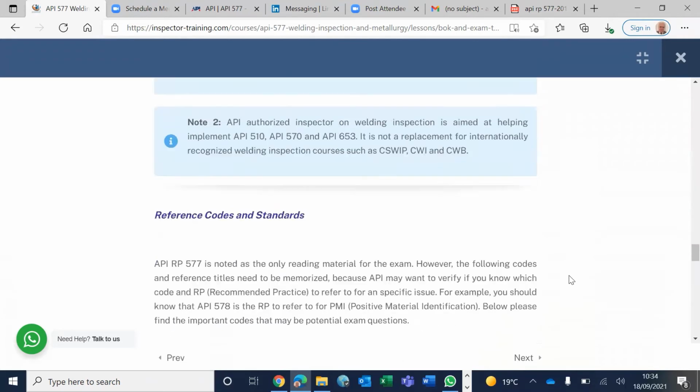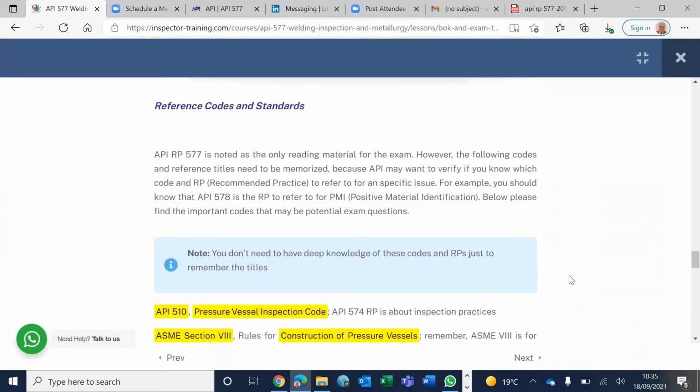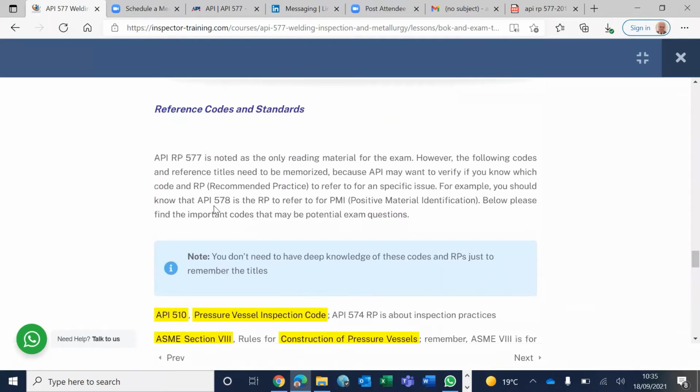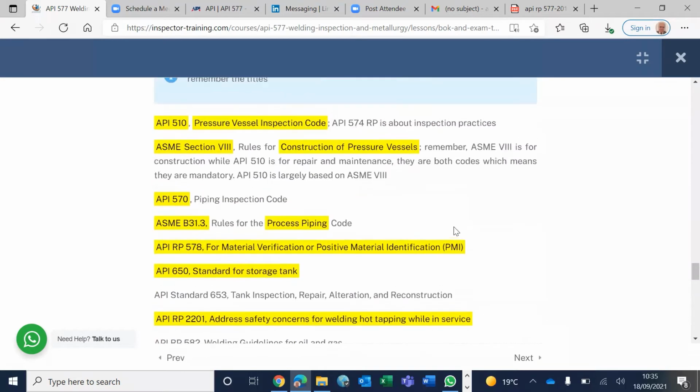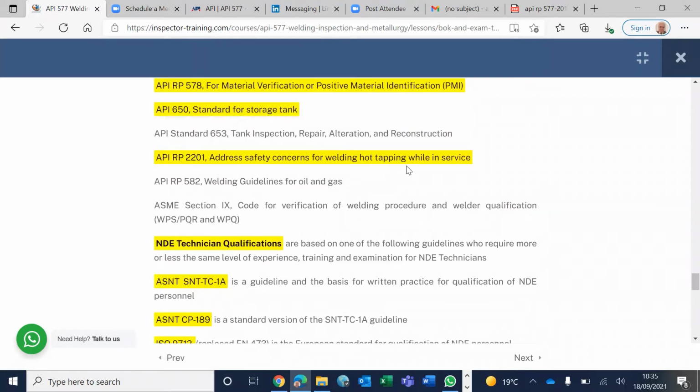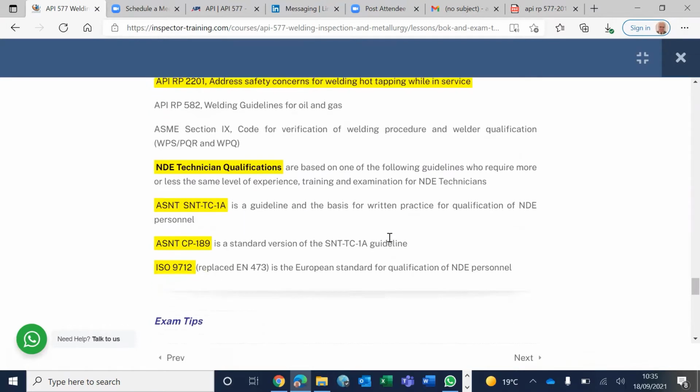We have a classroom training as well, a blended course. And then you should know about, say, what is the recommended practice for PMI, positive material identification, which is 578. Same thing, you should know about these titles, not the actual content, but just the titles. Say process piping is B31.3. So you need to remember that. Or hot tapping is API 2201, okay?